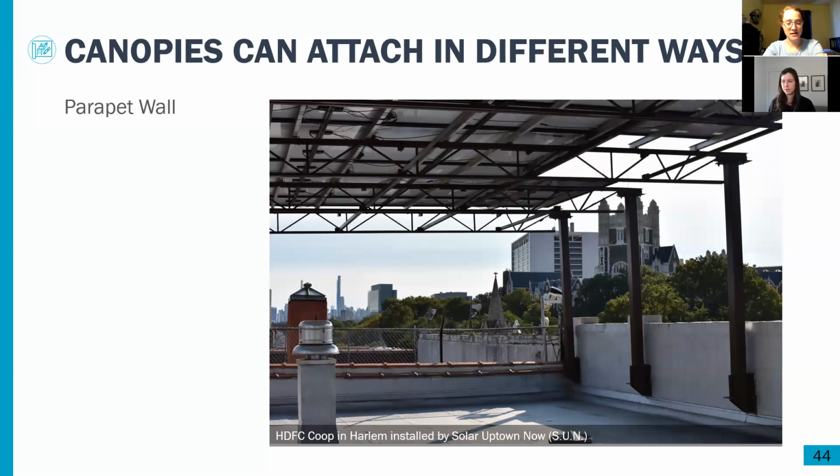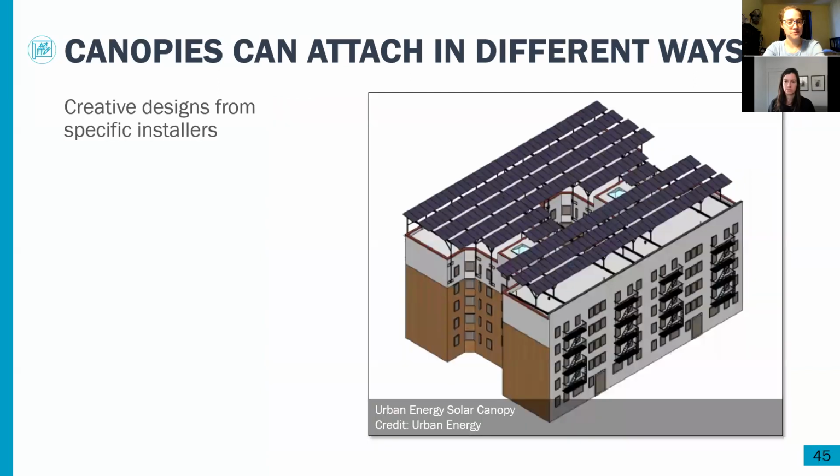If the roof deck isn't capable of holding the specific weight. And for this building in particular, they had a floating roof, and so it didn't make sense to attach the supports to the roof deck itself, so they attached it to the parapet walls.